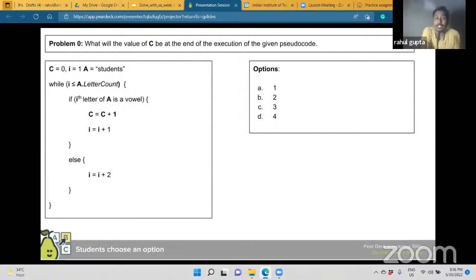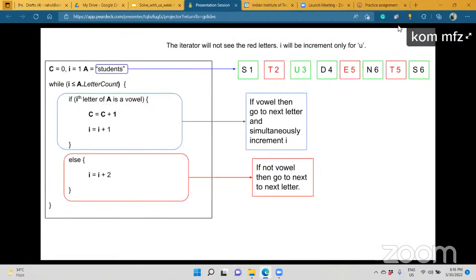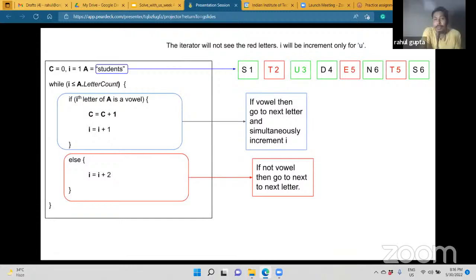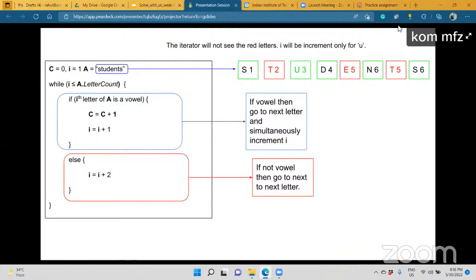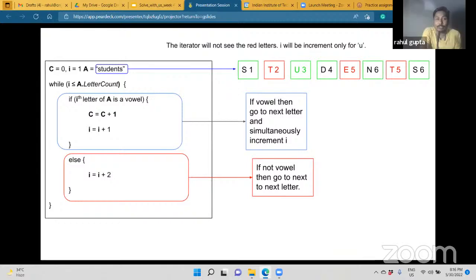If I see a vowel, I'll see the next letter. If I see a consonant, then I'll not see the next letter; I'll see the next-to-next letter, right? So we will not be able to see T, E, and T. We will see only U, because only one time we are seeing a vowel, we are incrementing I by 1 only, right?